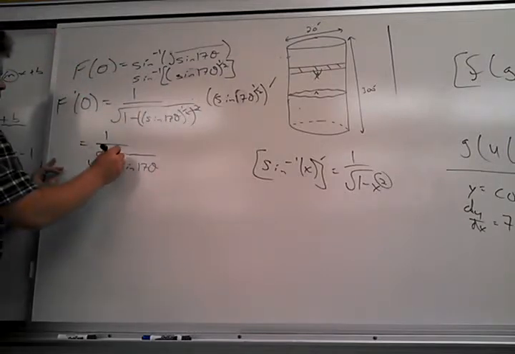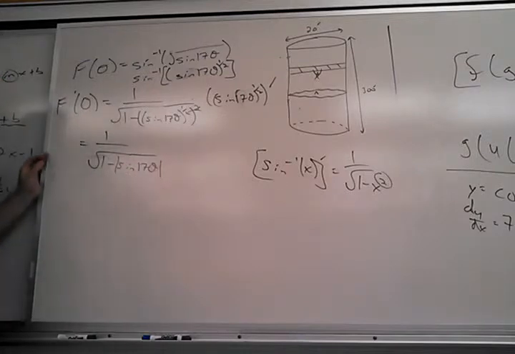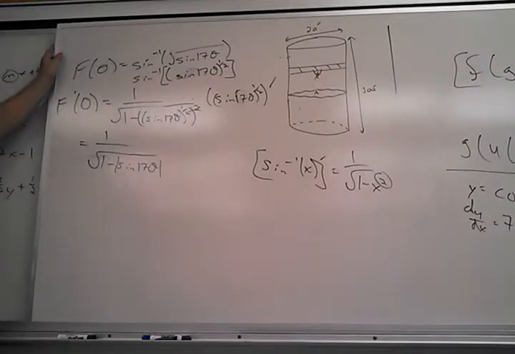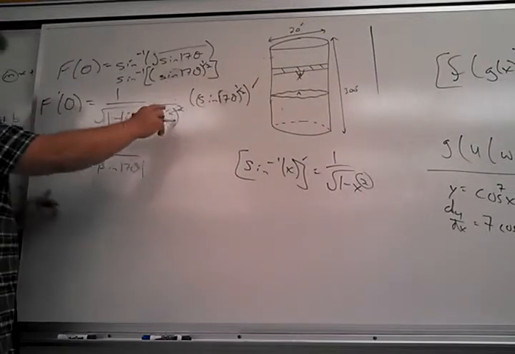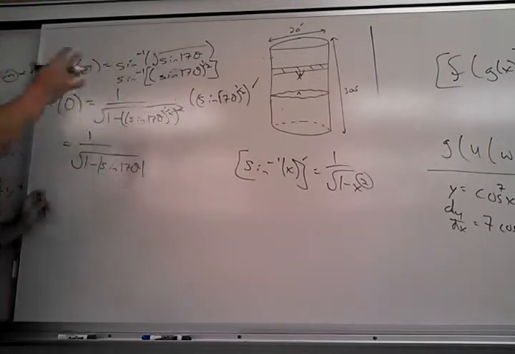Here, I don't know if this is a big deal, but this should be absolute value. But that's going to really make a big difference. Let's see. Is that cool? Because when you have a square root of something squared, it's the absolute value.